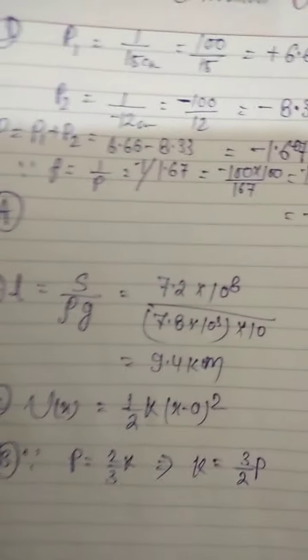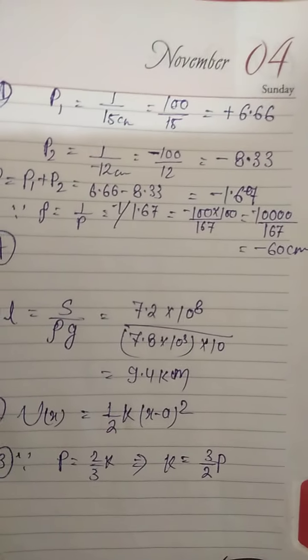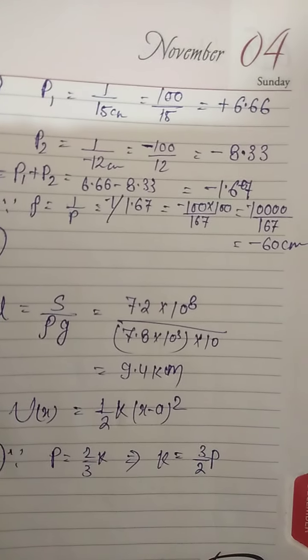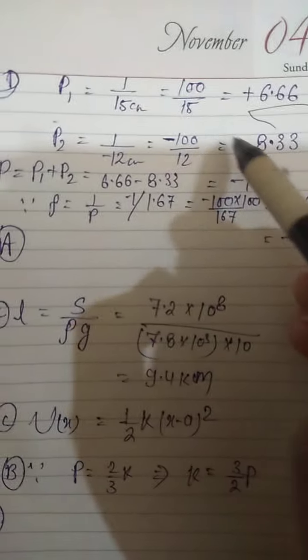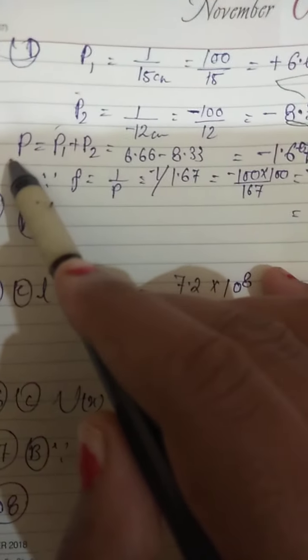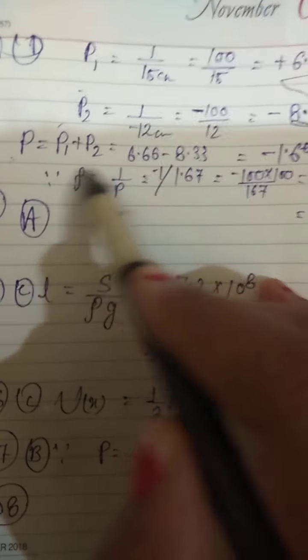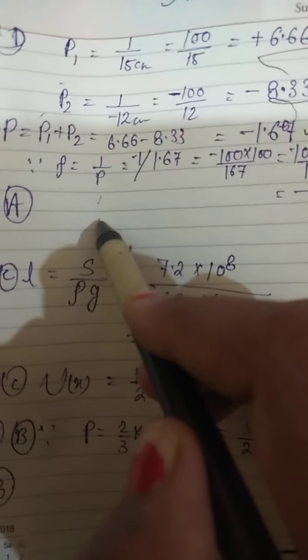Come towards question number 103. Two thin lenses of focal length plus 15 centimeter and minus 12 centimeter are placed in contact. The focal length of the combination lens will be, so firstly I am going to find out the power of the lenses. For the first, P1 is plus 6.66, P2 is minus 8.33, then the power of the combination of lenses will be minus 1.67.